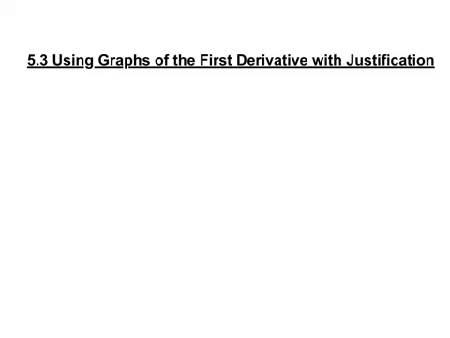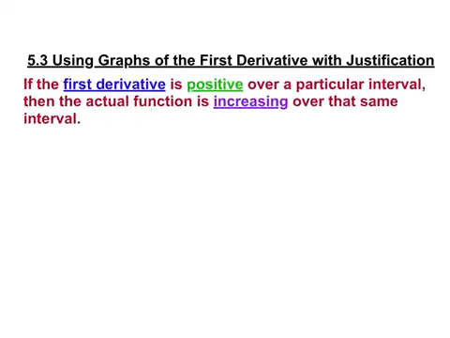And should you run into problems like this on FRQs, this is the kind of stuff you're going to need to say and be able to recognize, okay? So for starters, these are things we've talked about already, but we're going to be really explicit about it now. If the first derivative is positive over a particular interval, then the function itself is increasing over that same interval, okay? This shouldn't be new to you. There should be nothing new in this at all. But we're just making a clear distinction.